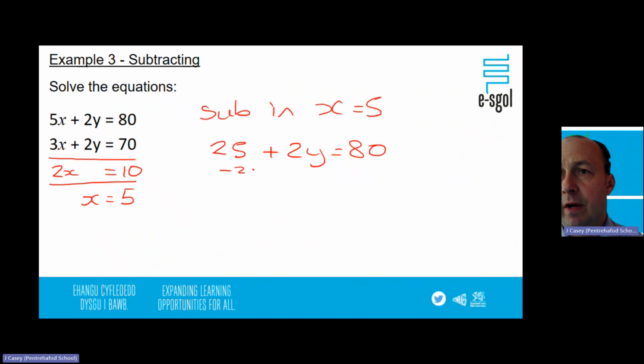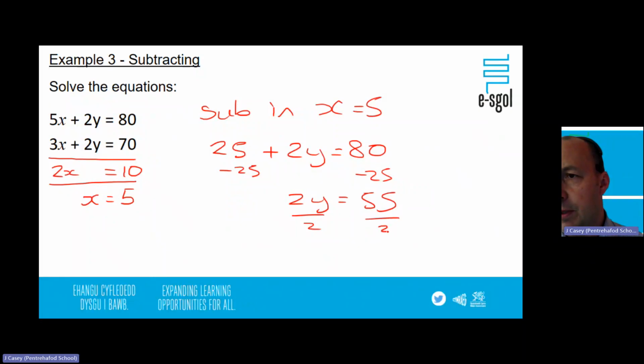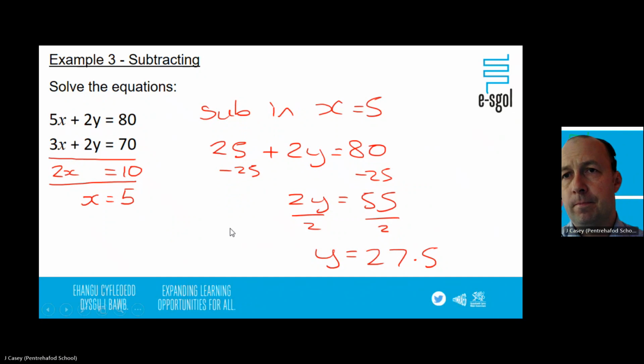I'm going to take away 25 from both sides just to get y on its own eventually. So that becomes 55. Bit of a weird answer this, because I'm going to divide by 2. The value of y is a half of 55, which is 27.5. So that's a bit of an unusual answer, but that does happen sometimes. You will get decimals, you will get negatives. They're not always going to be positive whole numbers.